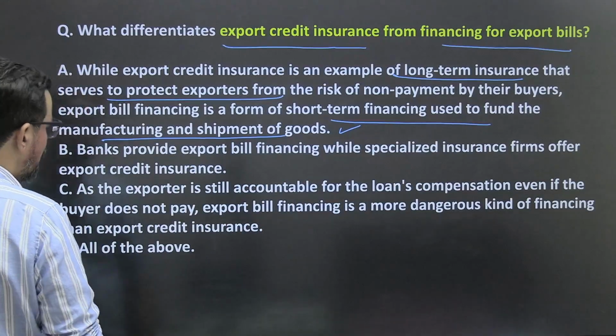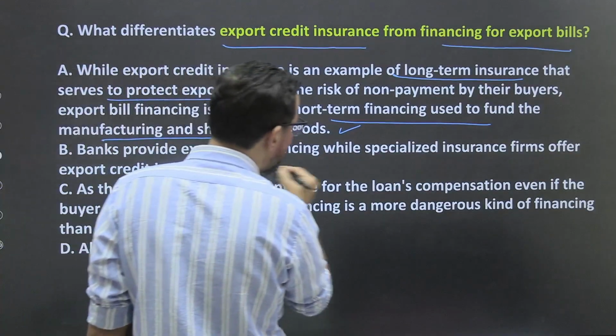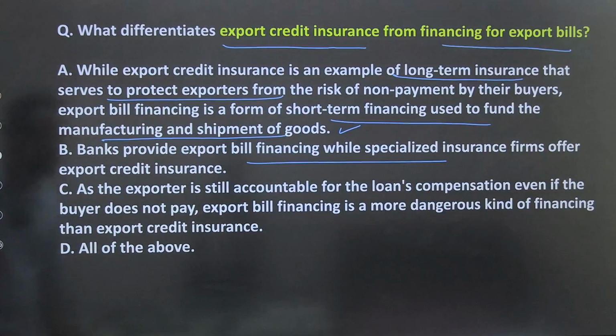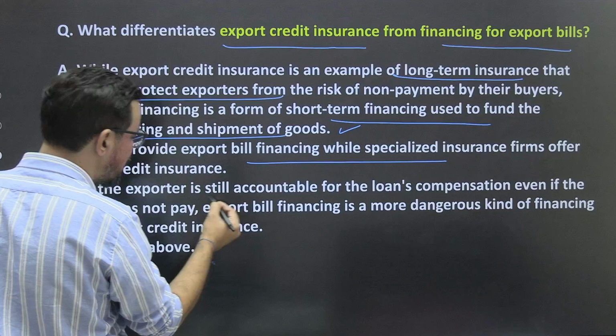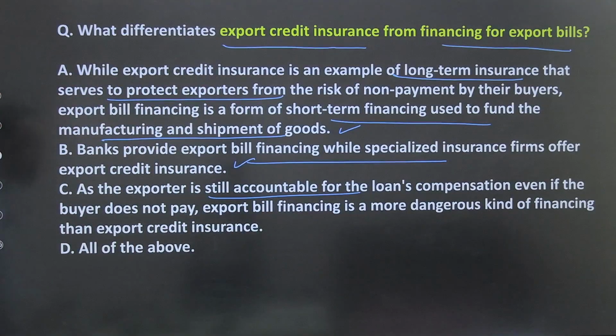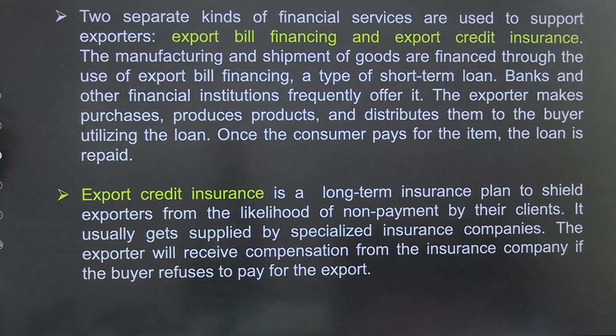Banks provide export bill financing while specialized insurance firms provide credit insurance. The exporters are still accountable for the loan repayment even if the buyer does not pay. Export bill financing is a more dangerous kind of financing than export credit insurance. So all these statements are correct about this particular one, right?